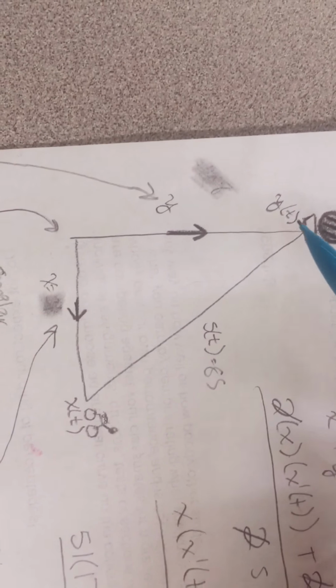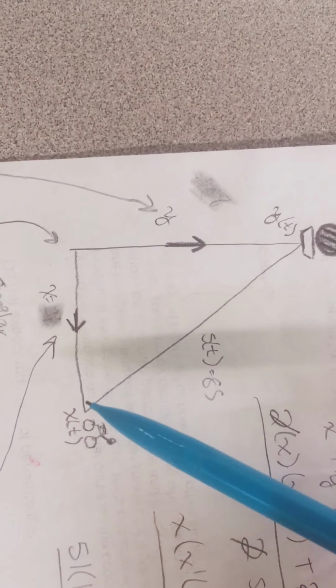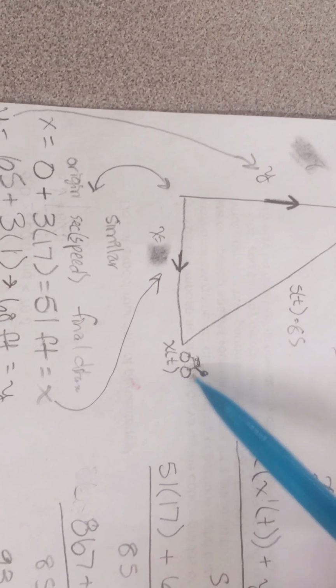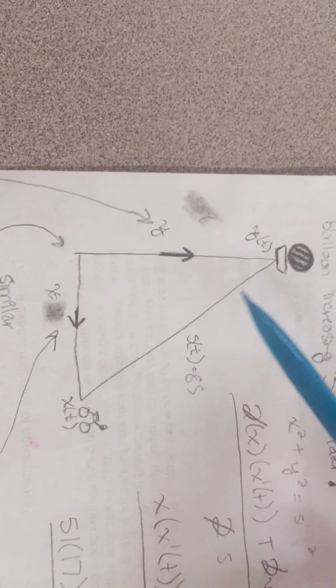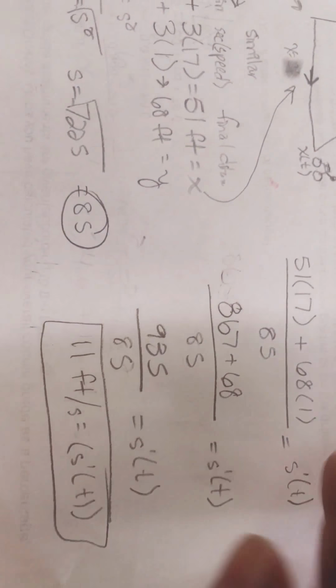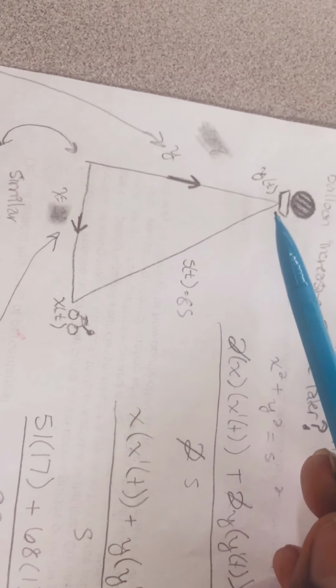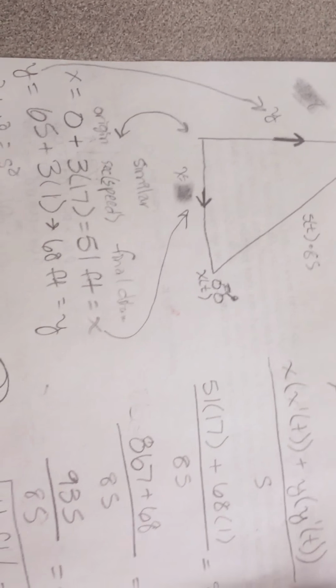So after 3 seconds of this passing at a rate of 17 feet per second, and this going up at a rate of 1 foot per second, the rate of change is 11 feet per second at how these are changing between each other. And that would be it.